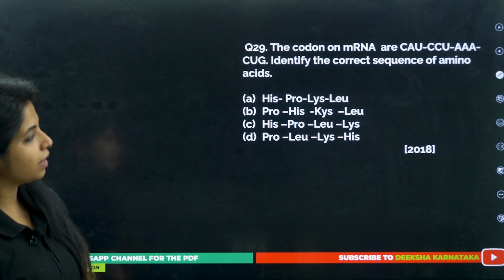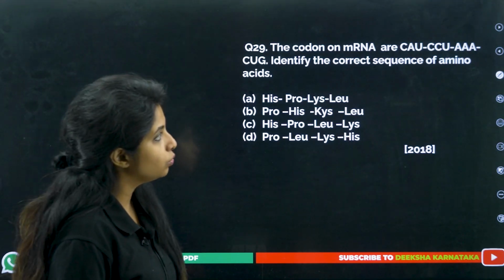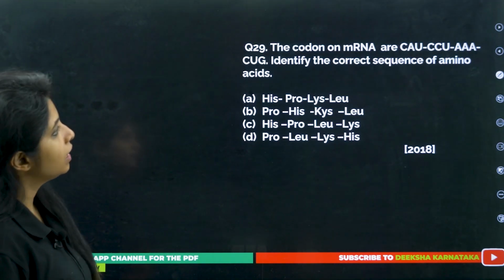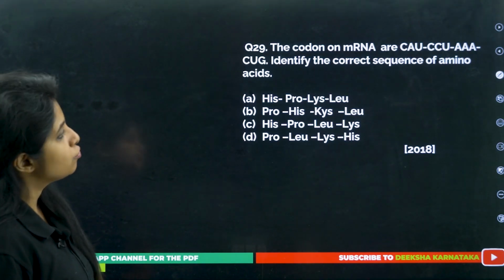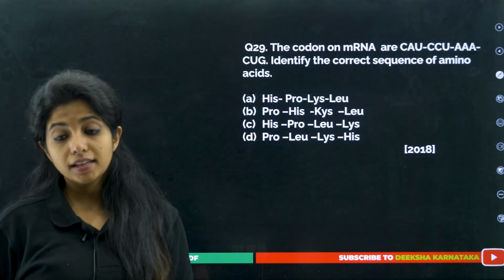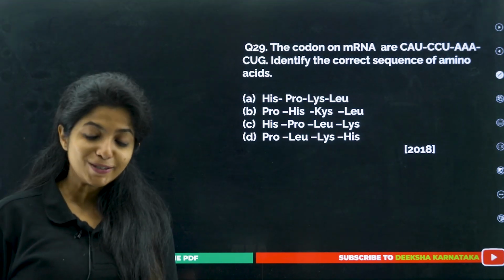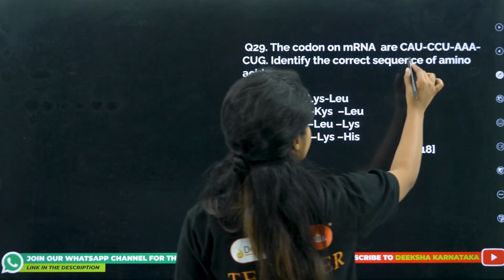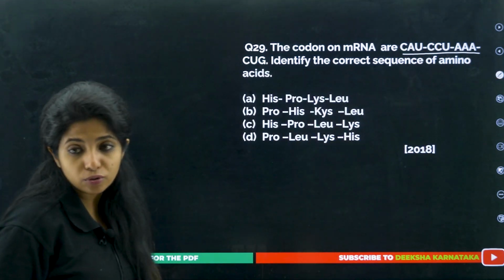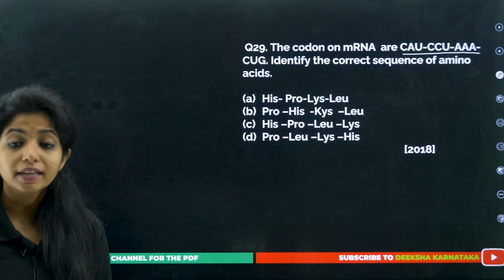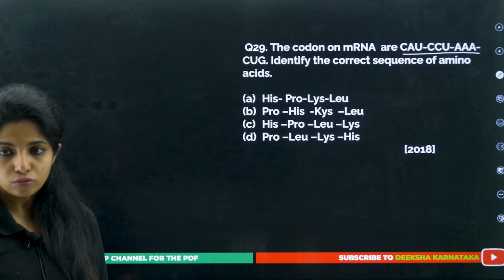Next question. The codons on mRNA are CAU, CCU, AAA, CUG. Now you had to tell the answer. How will you tell the answer if you're not aware about the codons? So we have to remember the codons. CAU stands for histidine.